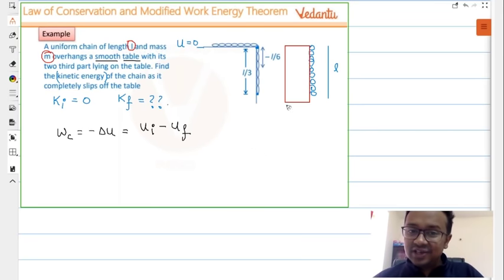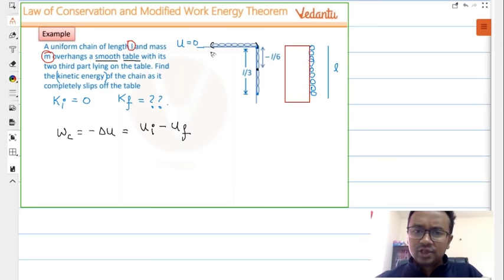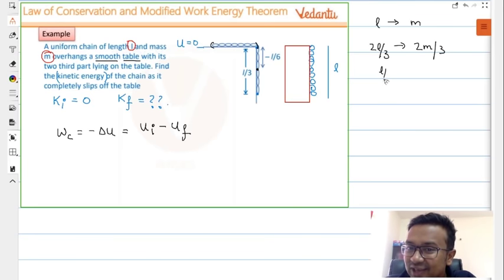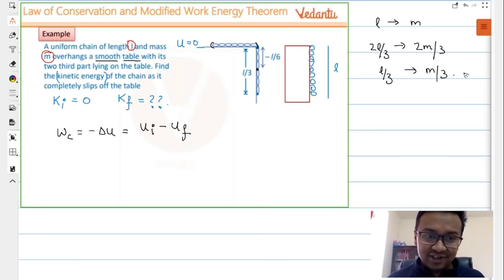Now, what is U initial? This is the initial stage. So, this portion here is resting on the table. The total length of this chain is L, which corresponds to mass M. The part which is resting on the table is 2L by 3, so its mass will be 2M by 3. And students, the part which is hanging is just L by 3, so corresponding to that length, its mass is M by 3. Mass is uniformly distributed over the entire length of the chain.